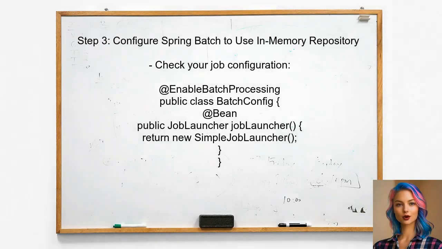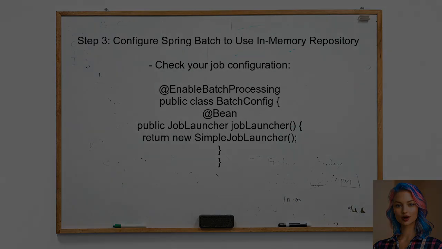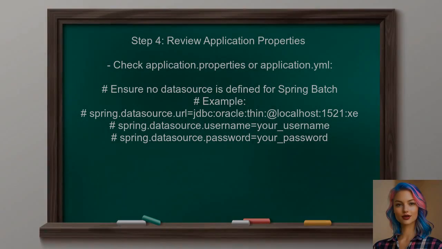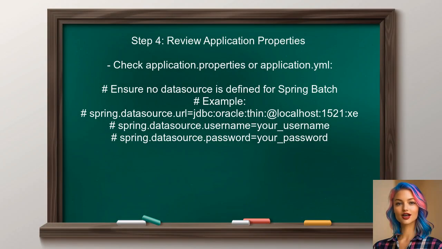The user should also ensure that the Spring Batch configuration is set to use the in-memory job repository. This can be done by checking the job launcher and job configuration settings. Finally, the user should review the application properties to ensure that no settings are forcing Spring Batch to use the Oracle data source. This includes checking for any data source configurations that might override the in-memory setup.